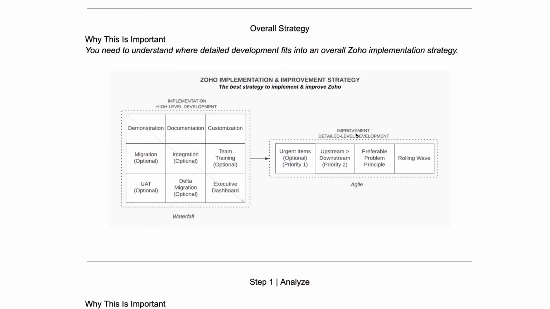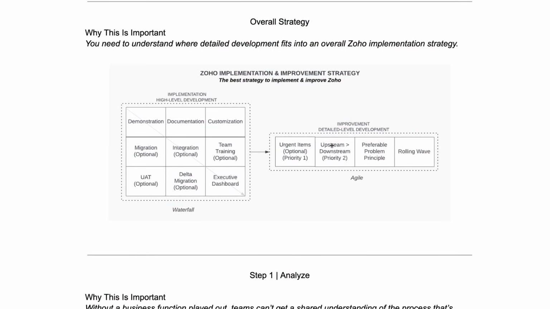The reason that we do it this way too is detailed development is significantly more time consuming. So we want to make sure that we have this high level development, the 80-20 rule, the 20% that we can do in Zoho to get the 80% of its usefulness done off the bat. Then we can get into the nitty gritty because you can get lost here very, very quickly. So it's important that you have this section done first.